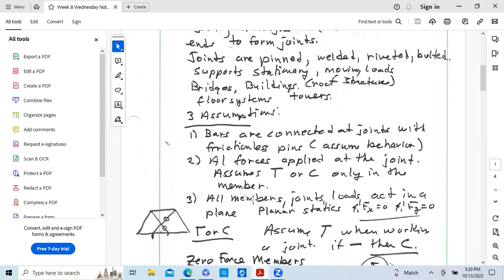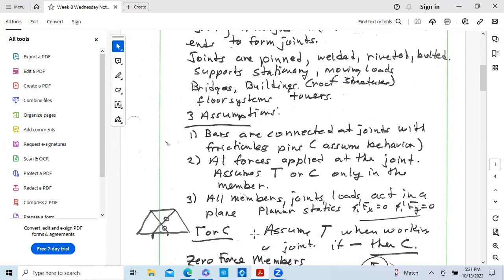Another assumption: all members, joints, and loads act in a plane, so we're dealing with planar statics. And here is the simple part. Two equations: the sum of forces in x equals 0, the sum of forces in y equals 0. That's all we need to solve these systems. And no multiplication, you're adding and subtracting forces. Again, as part of the magnitude of the force, you need to designate tension or compression.